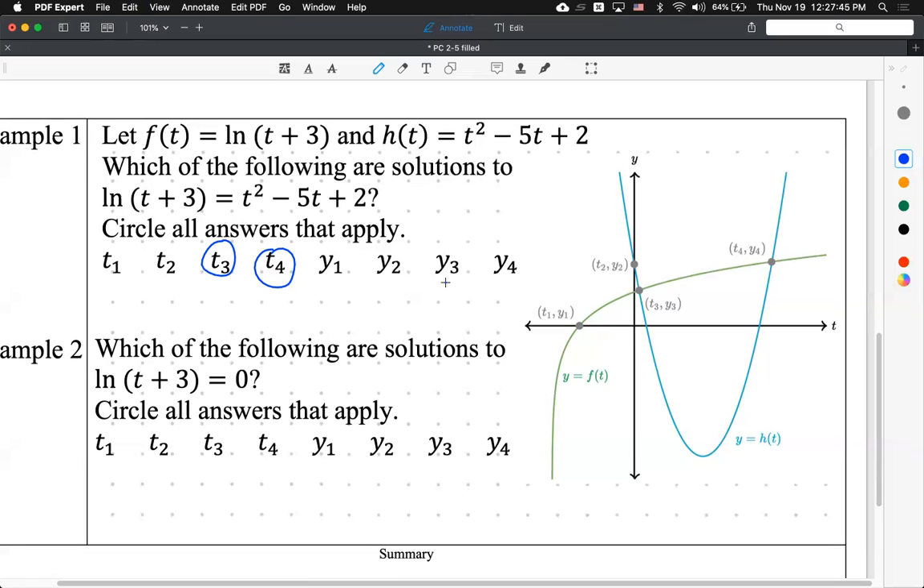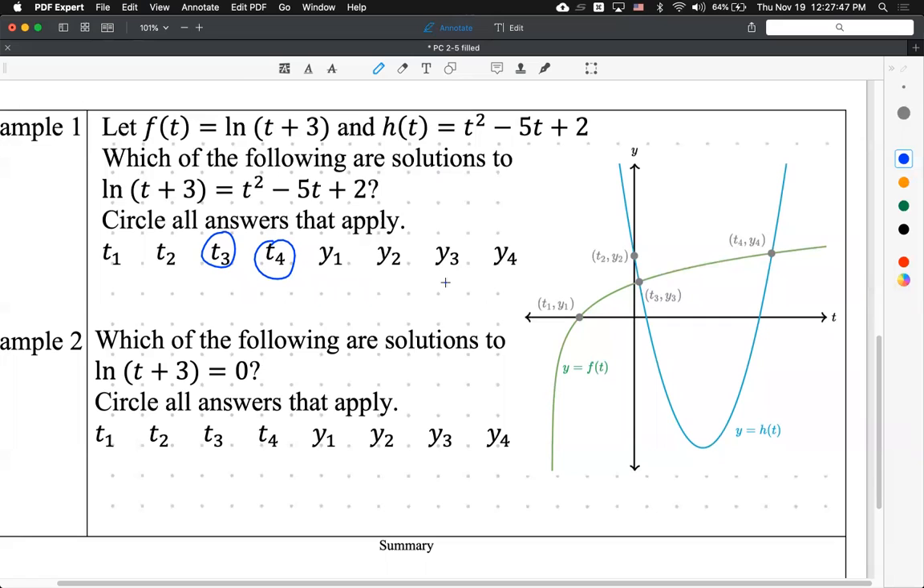Let's try the second one. Slightly easier. Instead of natural log of t plus 3 is equal to an equation, natural log of t plus 3 is equal to 0. What are those answers? First, can someone translate? What is this really asking us to do? When does this function, natural log of t plus 3, which is f, when does f do what?